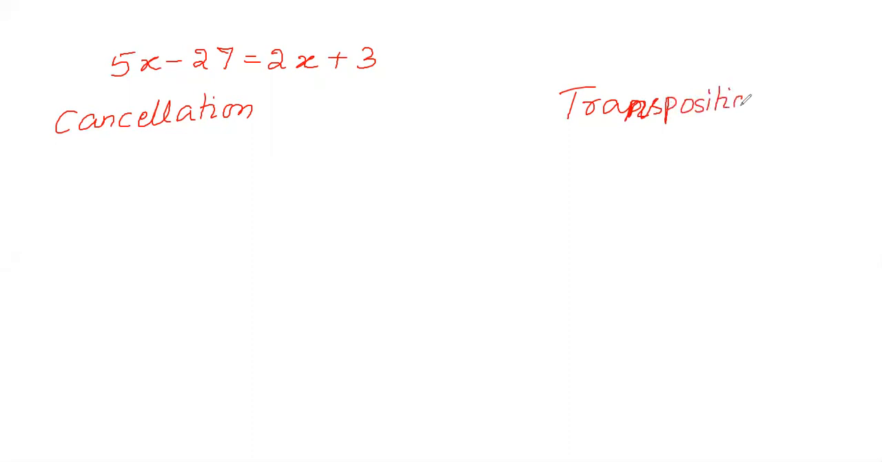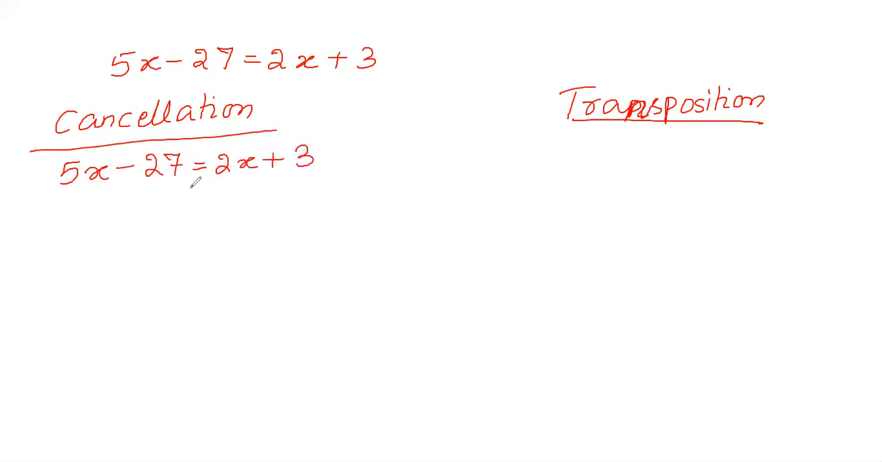Right? Cancellation. I'm writing the equation here: 5x minus 27 is equal to 2x plus 3. So what I do basically here is, always in a linear equation, what is needed? Variable should be on the left and numbers should be on the right. Right? But here on the right hand side, you see that there is a variable there.